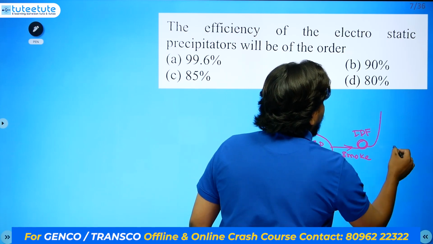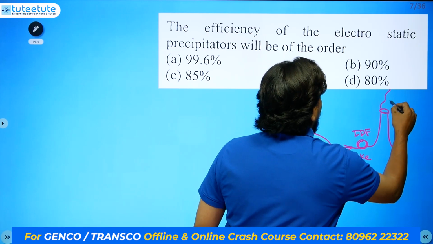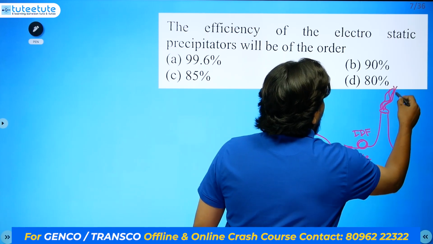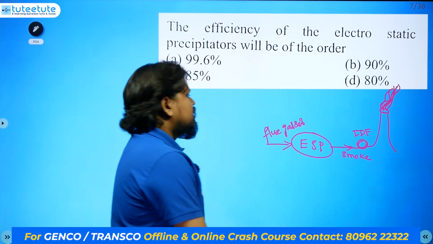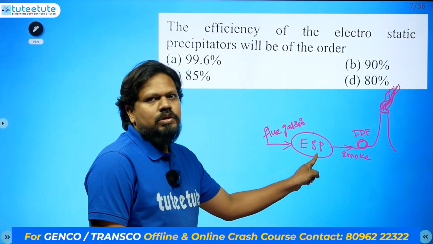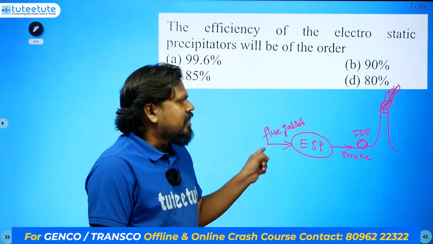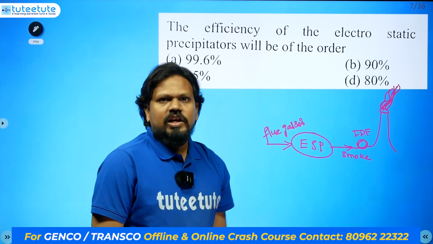After that, there will be the chimney. From this, the smoke will go out into the atmosphere like that. See, it has to collect the flue gases, right? That is its work, and it has to collect them efficiently, because we are sending these things into the atmosphere.